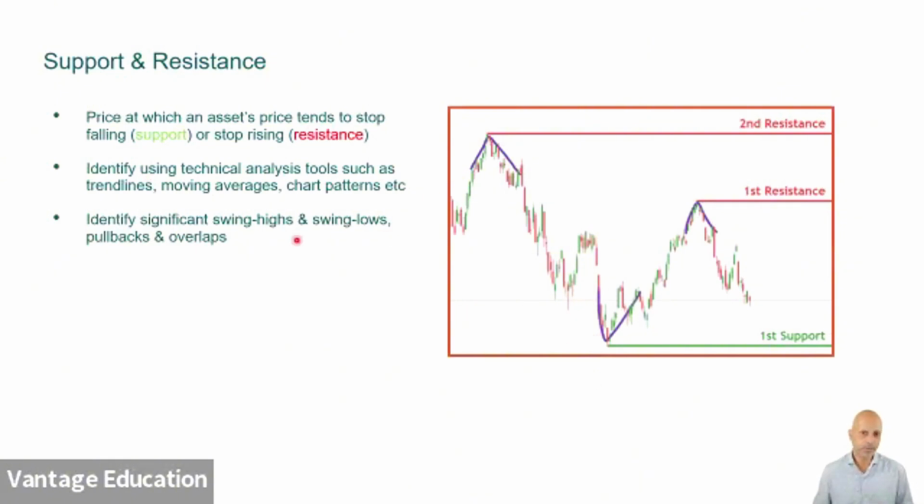Right, so we can use technical analysis tools such as trend lines, moving averages, and chart patterns to help us identify support and resistance levels. In addition, we can also try to identify significant swing highs, swing lows, pullbacks, and overlaps to help us identify those key resistance and support levels. Now, on this diagram here, we can identify a couple of significant swing highs and swing lows as well, and these can be identified as resistances and support respectively.